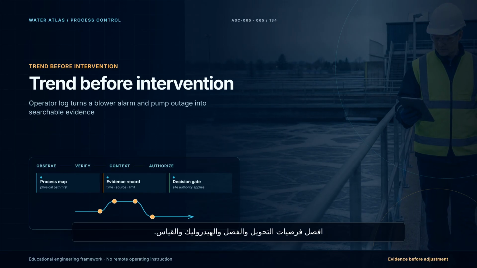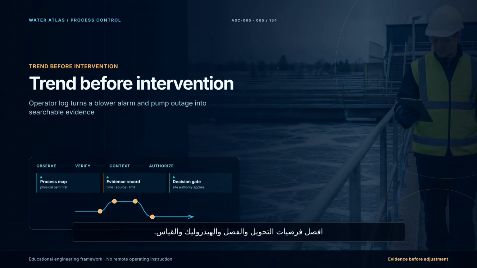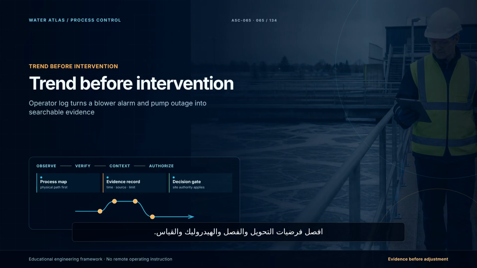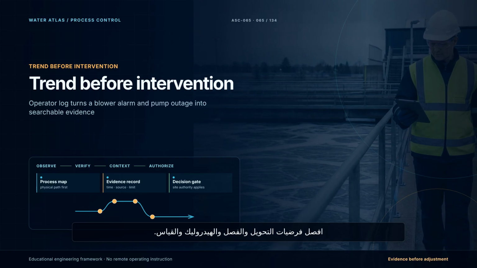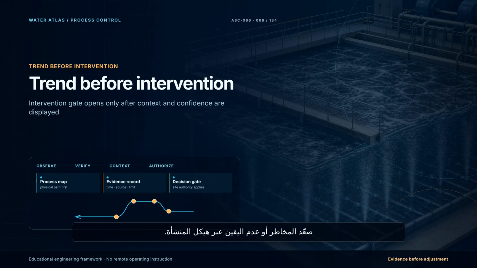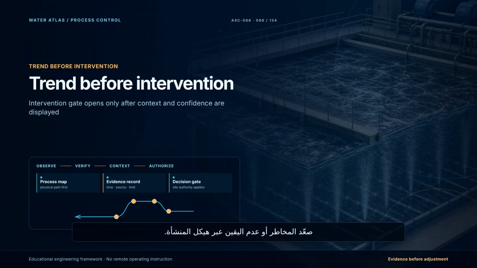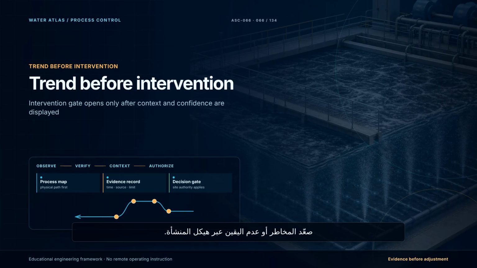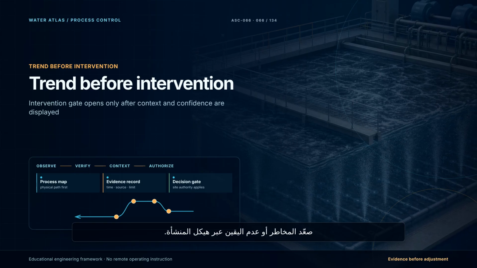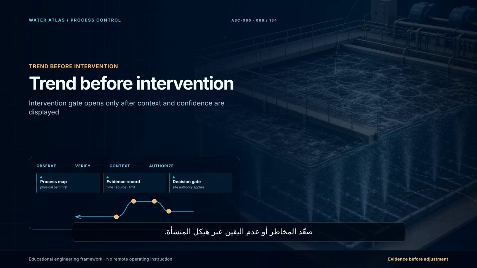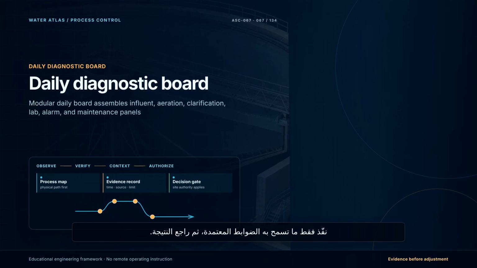Suppose an indicator changes during a mooring shift. Before proposing a change, place it on a timeline. What did the value do over the previous samples? What did flow do? What changed in weather, industrial input, chemical supply, maintenance, or equipment availability? Was there a sampling or laboratory exception? Did the clarifier appearance change at the same time?